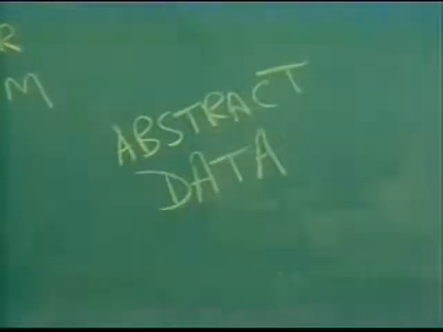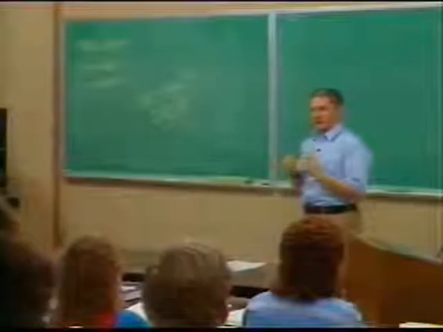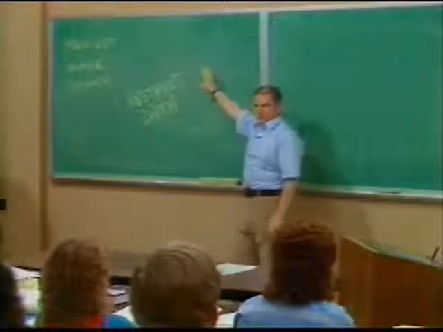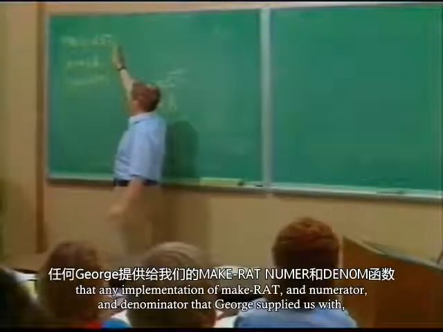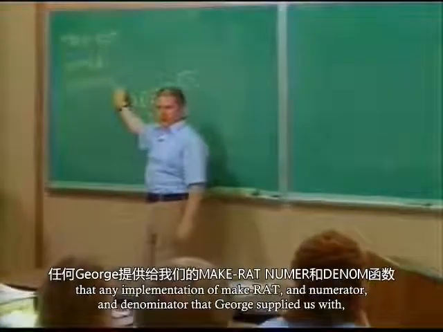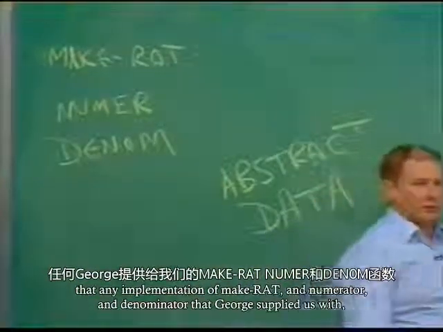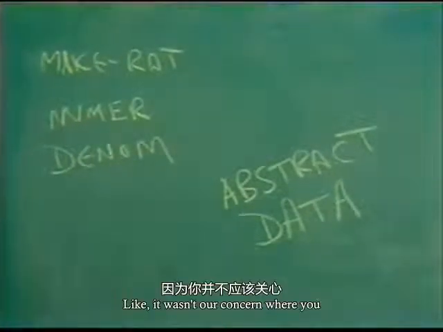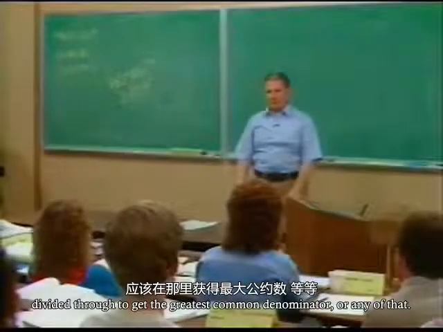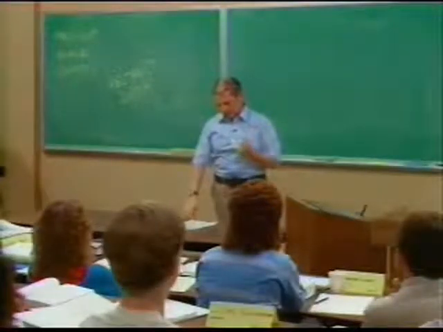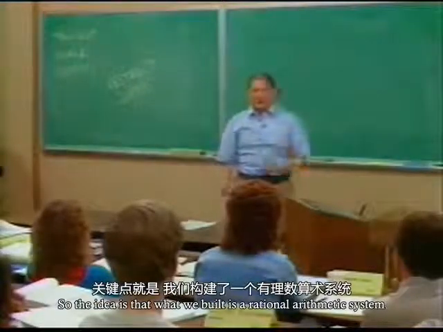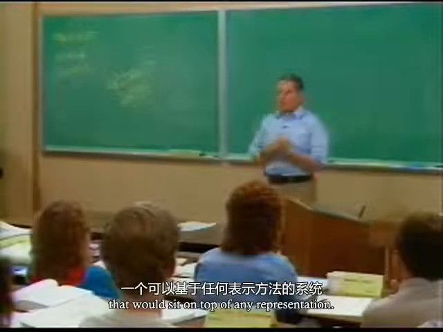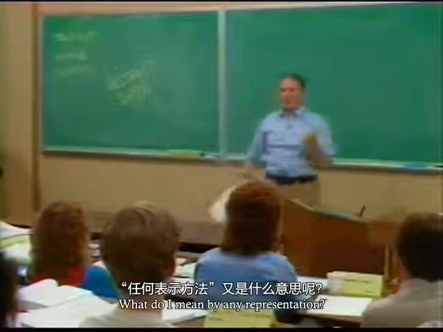What do I mean by abstract data? Well, the idea is that at that point, when we had our plus rat and our star rat, any implementation of makerat and numerator and denominator that George supplied us with could be the basis for a rational number representation. It wasn't our concern where you divided through to get the greatest common denominator or any of that. So the idea is that what we built is a rational arithmetic system that would sit on top of any representation. So what do I mean by any representation?